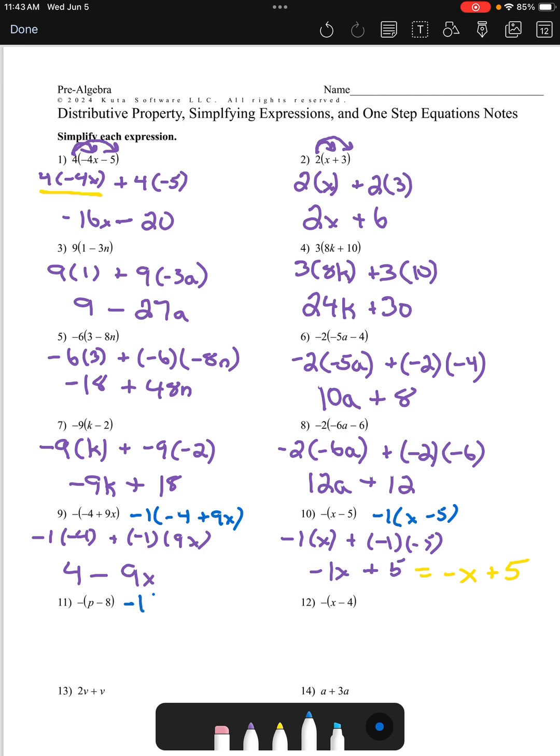Number 11, again, I'm going to take a moment to rewrite it as -1 times the quantity p minus 8, just making that invisible 1 visible. And then I can expand this. So I've got -1 times p plus -1 times -8. -1 times p is -p. On the back half, -1 times -8 is positive 8. And as with number 10, back in the original problem I should have put the -1p, which can be written as -p plus 8.